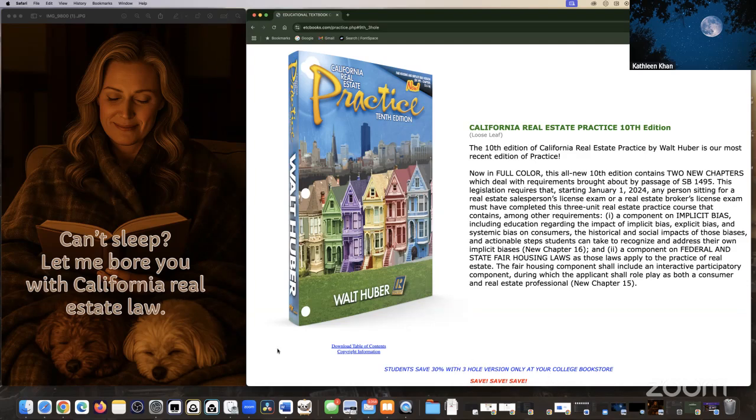Good evening, everyone. This is going to be chapter 1 of California Real Estate Practice. This is the 10th edition by Walt. You can find it on Red Shelf, and you can find it at Educational Textbook Company's website.